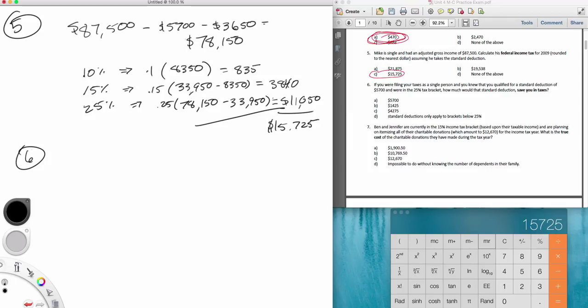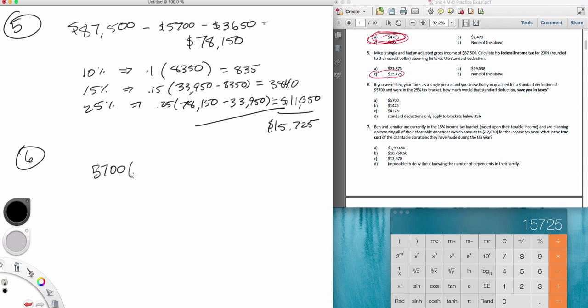So if you were filing taxes for a single person you knew that qualified for standard deduction in $5,700 and were in the 25% tax bracket, how much would the standard deduction save you in taxes? Okay, so we're looking for how much the standard deduction saves us. The first step is to say, okay, well, we have $5,700. That's how much a standard deduction is. We know we're in the 25% tax bracket, which means we will work all the way up to that bracket.